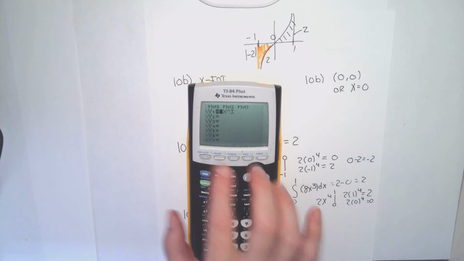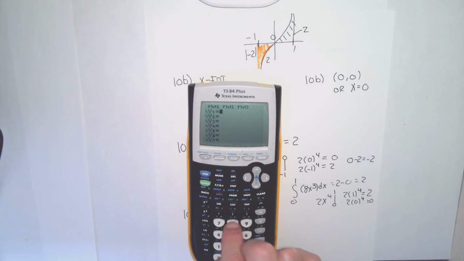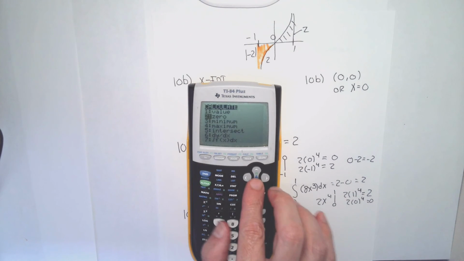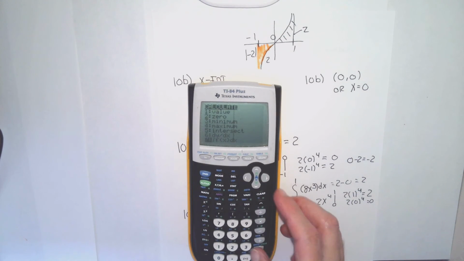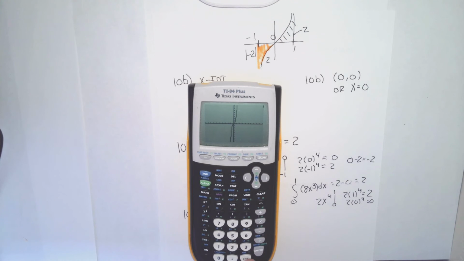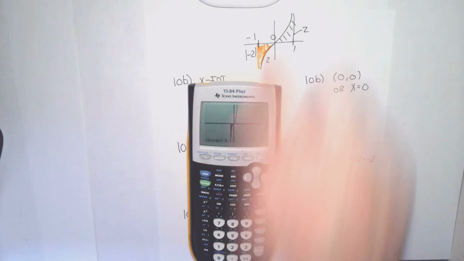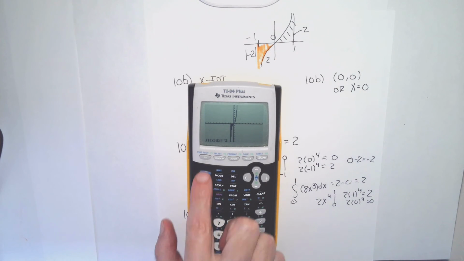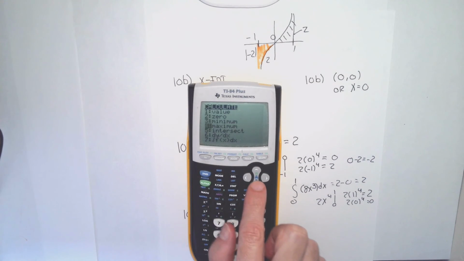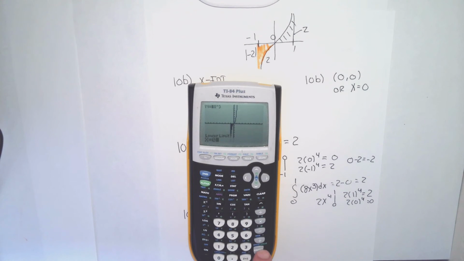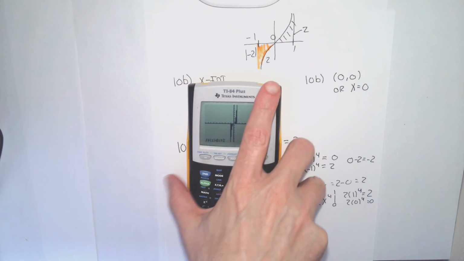So let me enter the function 8x cubed, which I guess I already had in. Maybe I did, maybe I didn't. Do second calc, integrate. My first integral goes between -1 and 0. I better come out to -2, which it does, and I make it positive. And then second integral goes between 0 and 1. Better come out to +2, which it did. So my work is perfect.